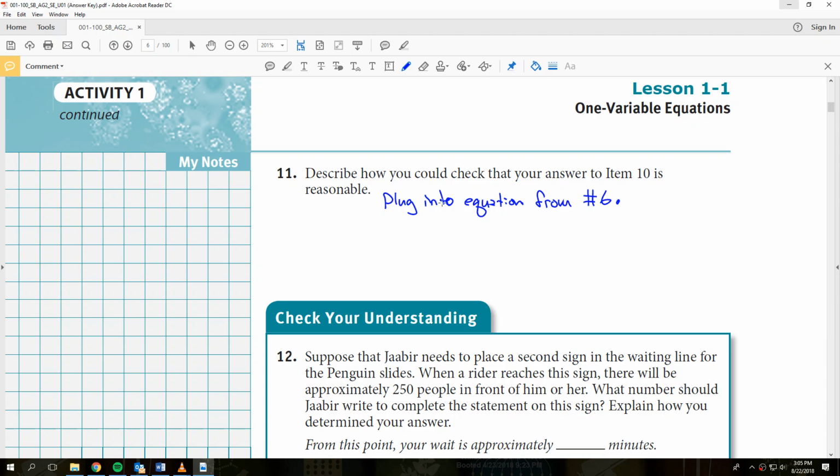Okay, and that takes care of lesson 1-1 in Unit 1 for Algebra 2 Honors.